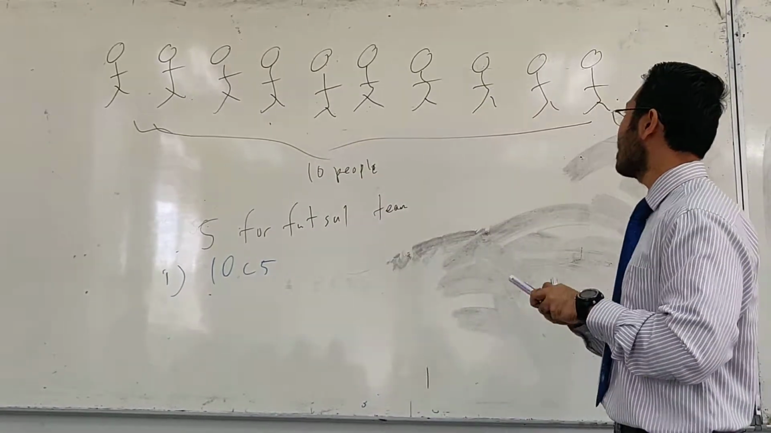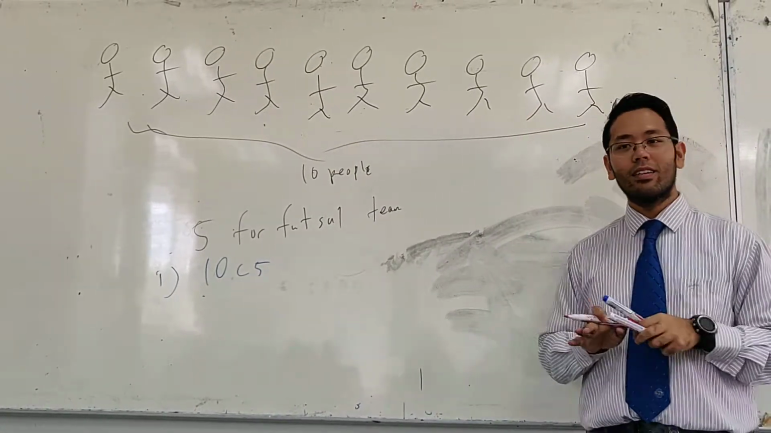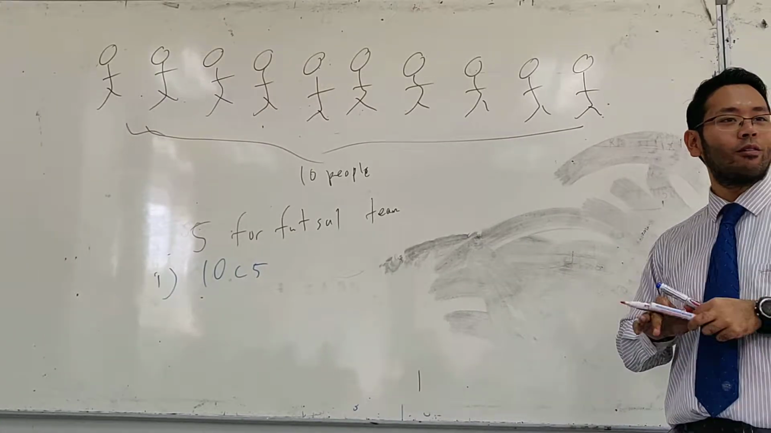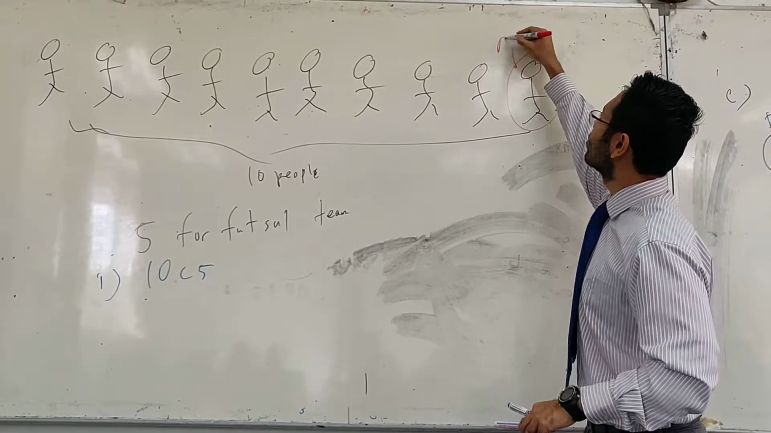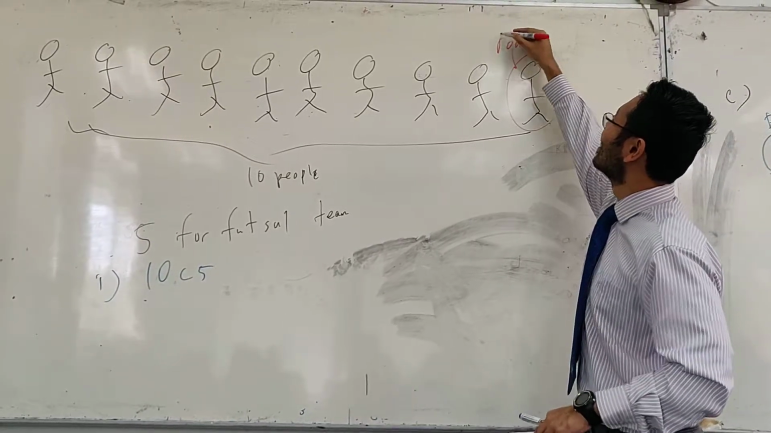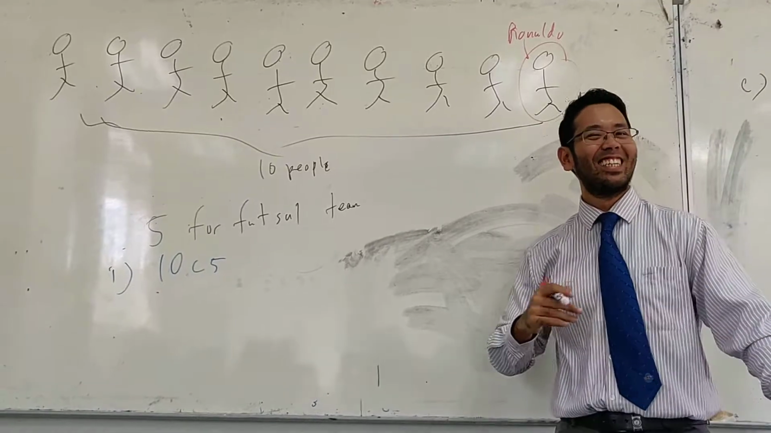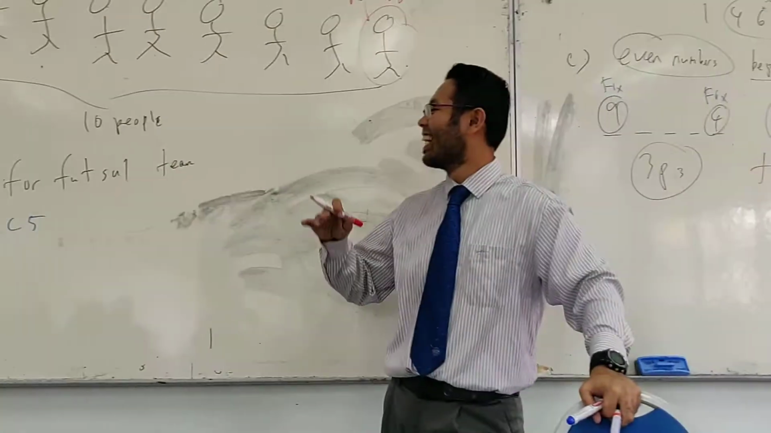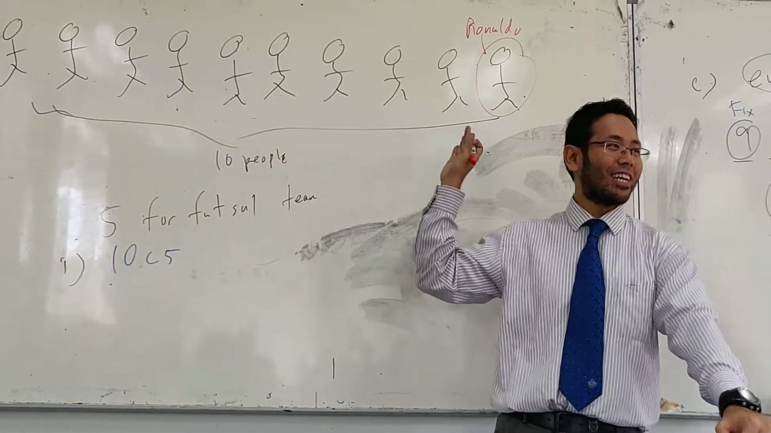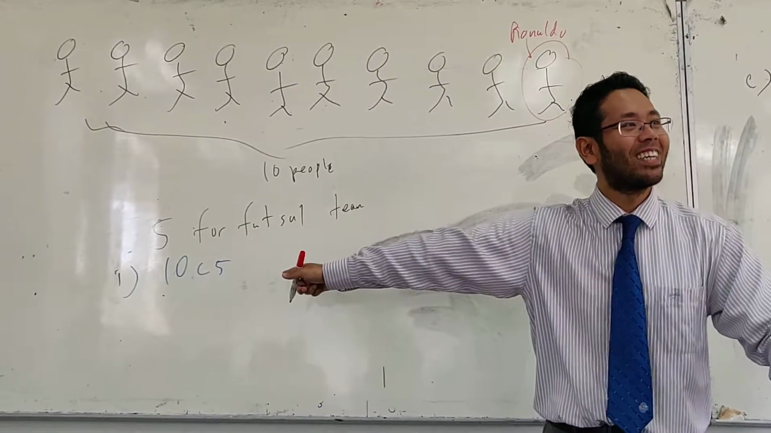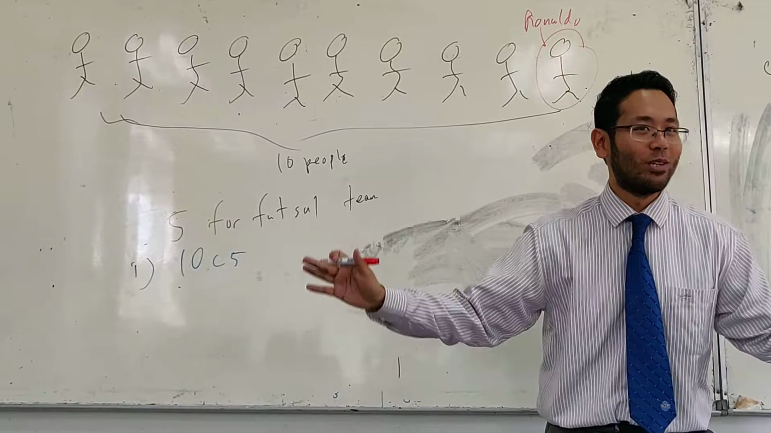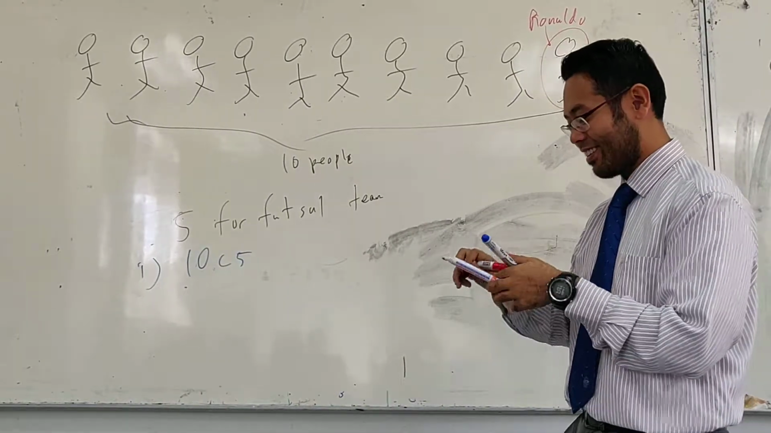Let's say one of them, just for the sake of your friend, this person here is Ronaldo. Let's say Ronaldo is there. So what should you do? He must be in the group, right? He must be, yeah. You want to win. He must be there.